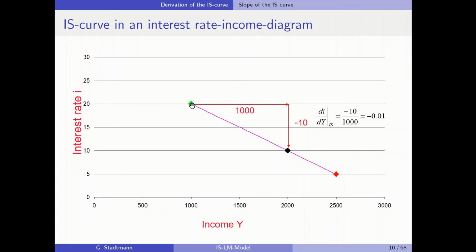I don't want to go only 1 step to the right and minus 0.01 step downwards because you can't see it in the graph. And since the relationship is linear, we can augment it and go 1000 steps to the right and 10 steps down in order to derive the slope of the IS curve.